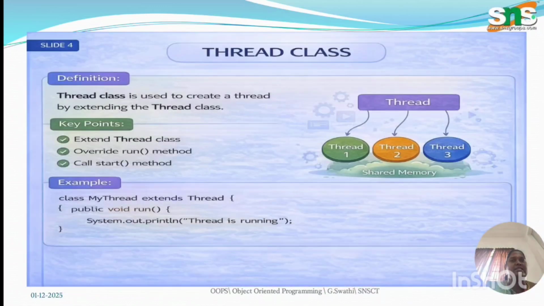The Thread class is used to create a thread by extending the Thread class. We have thread 1, thread 2, thread 3. This is shared memory. The steps are: extend Thread, override the run method, and call the start method. We have two methods, the run method and the start method.